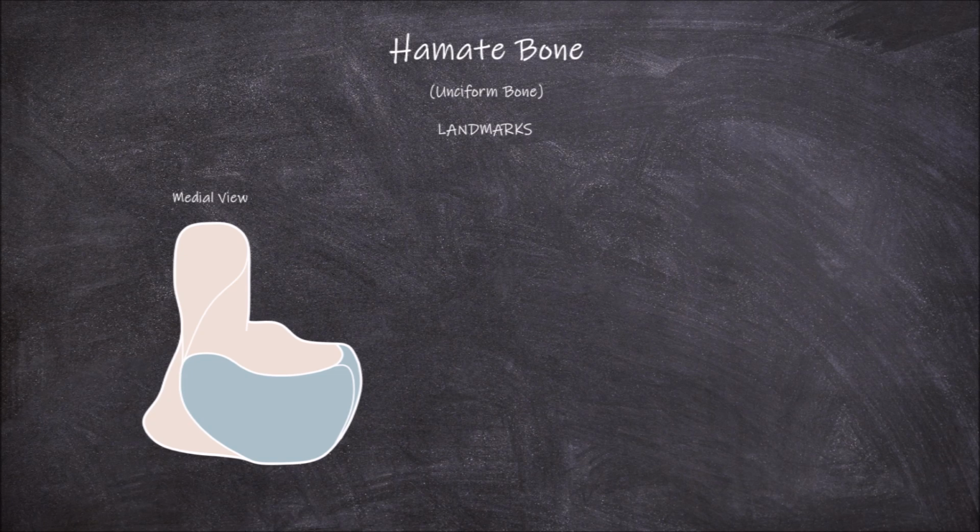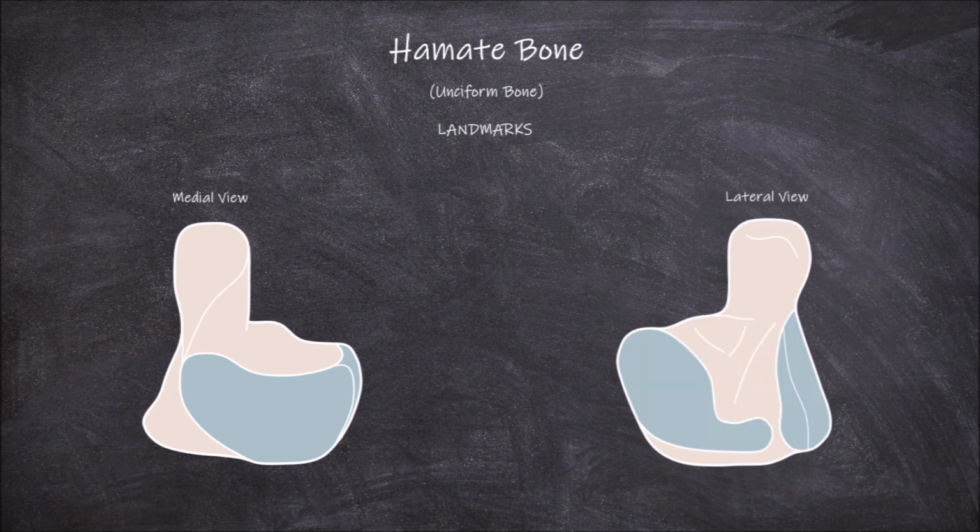Here we have the medial view and the lateral view of the right hamate bone based on the anatomical view of the hand. This bone is hook-like in shape and has 6 surfaces. The first of these surfaces is the palmar surface. This surface is found on the palmar surface of the hand and is roughened for ligament attachment. The distal end of this surface has a curved projection known as the hamulus.